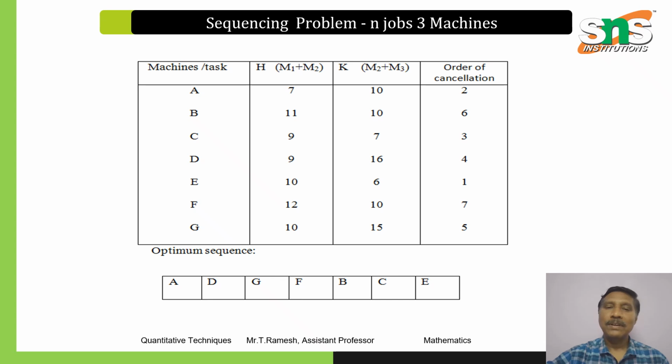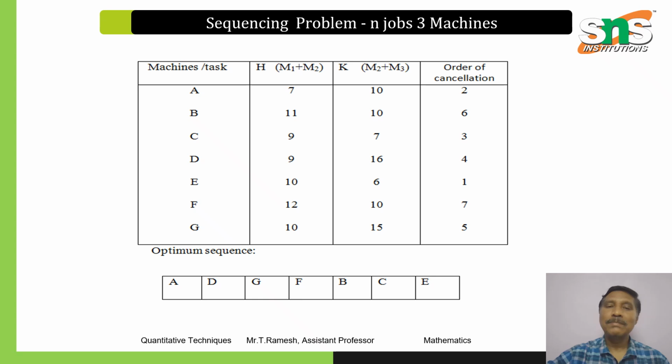But 7 is first, and the 6 hours is there, but it is on the second machine. Between 7 and 6, which one is minimum? 6 hours is the minimum duration, but it is on the second machine, K. Therefore, we take this job E and assign it to the right side of the sequence. So we put E as the first cancellation on the right side. The H goes to the left side, and K goes to the right side. Therefore, 6 is minimum, so we take the first task E and put it on the right side.